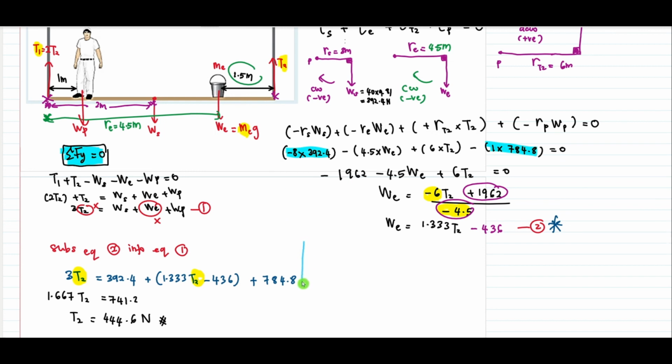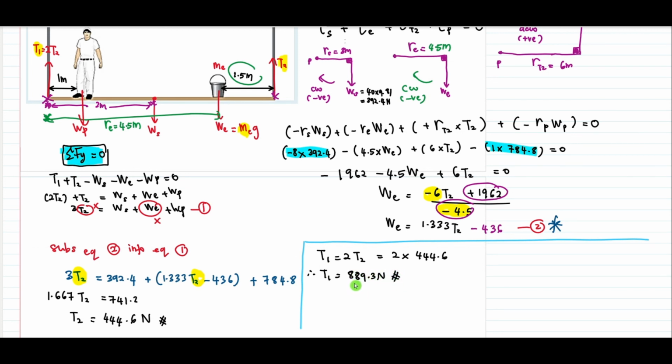Okay, T2. I do it down here. Now I want to find T1. But T1, remember, the question gave T1 as 2 times T2. 2 T2, so it is equal to 444.6. Therefore T1 is equal to, very easy, 889.3 Newton. Okay, don't forget the unit.